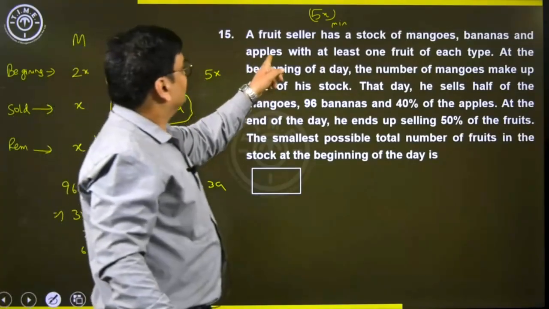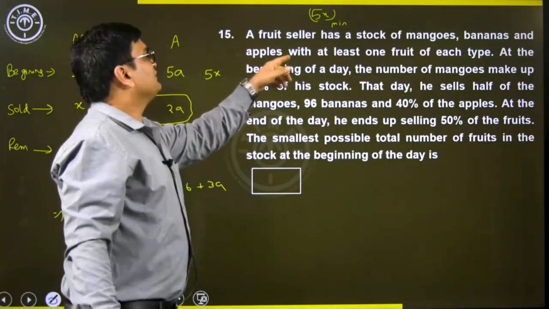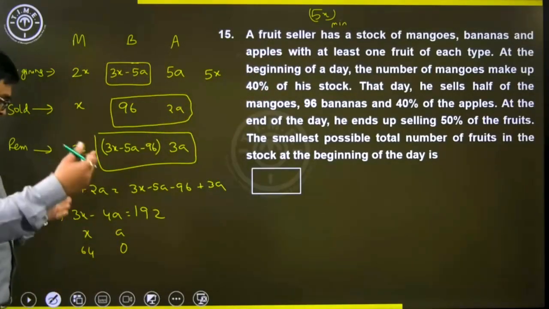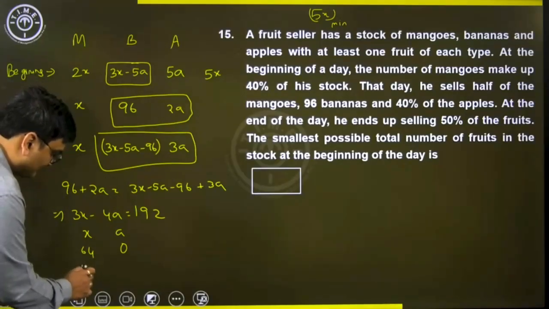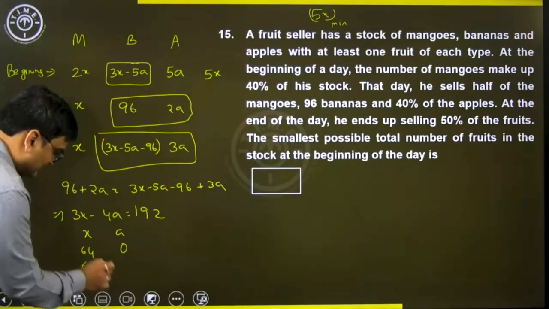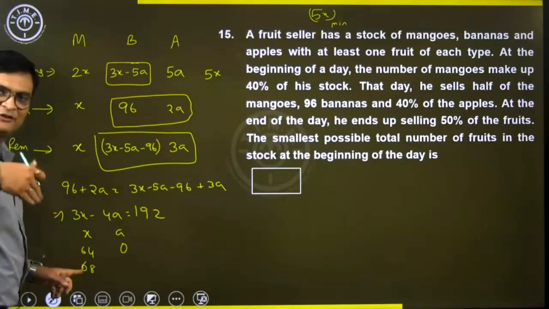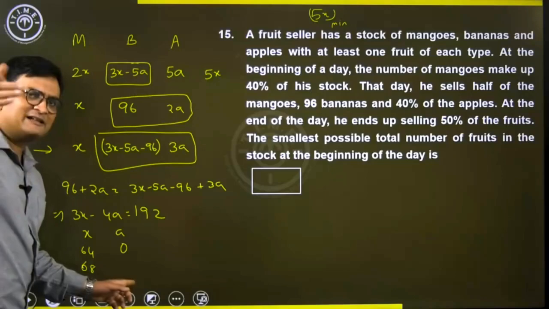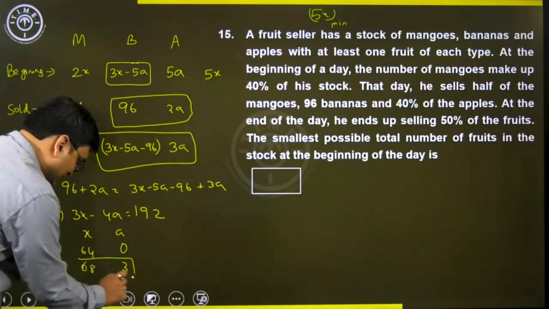Somewhere he said he has a stock of mangoes, bananas and apples with at least one fruit of each type. So that means a cannot be 0. So let's go for the next higher solution. What could be the next higher solution? Increase this by 4, increase this by 3. I hope we know the concept of special equations. The value of x will keep on increasing by the coefficient of the other variable. The value of the other variable will increase by the coefficient of x. So it will be 3. So 68 and 3 is the next solution.